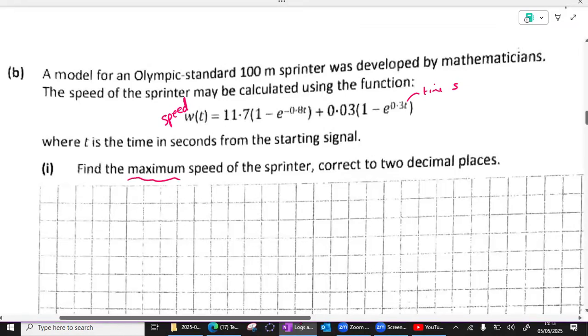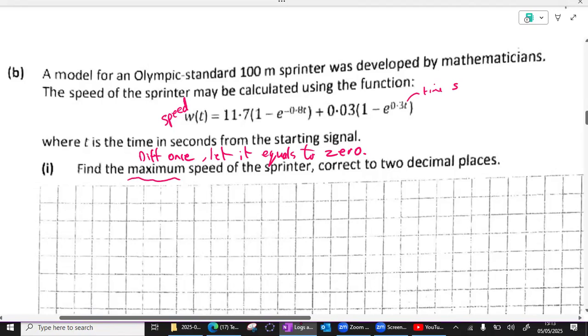Now, any mention of max or min in a calculus question. I know the test was on logs and indices, but there was this exponential within there. Anyway, this is ultimately a calculus question. So any mention of max, you differentiate once and you let it equal zero.